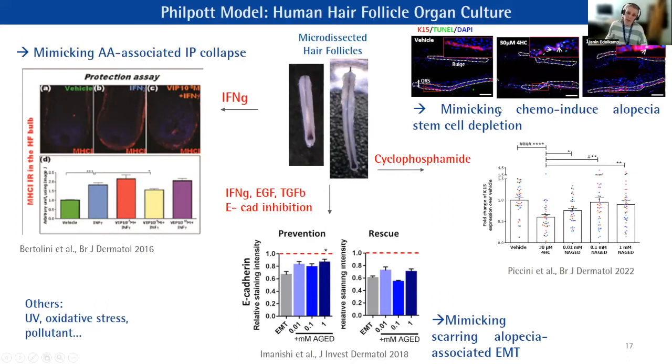chemotherapy-induced alopecia and stem cell depletion in the full-length hair follicle model, or in a more complex cocktail, also epithelial mesenchymal transition in the hair follicle stem cells that is mimicking scarring alopecia. In these assays, then, we can test different drugs or compounds in actually a preventive or rescue setting, which is then very advantageous before going to clinical trials.